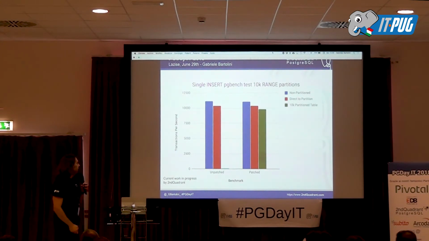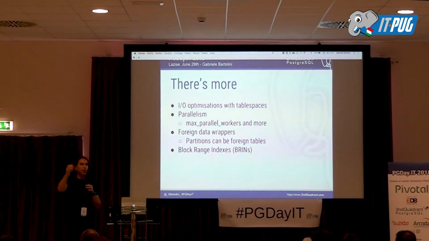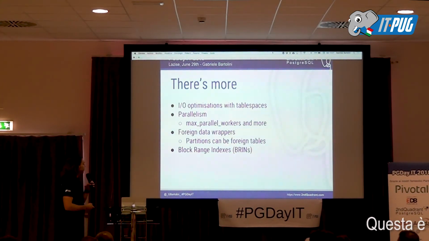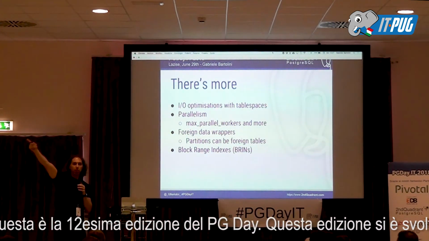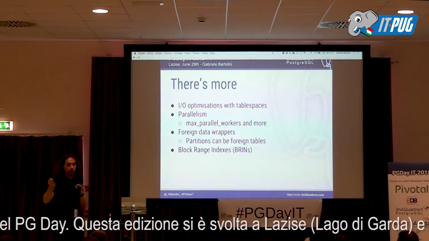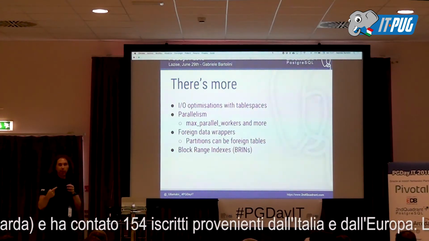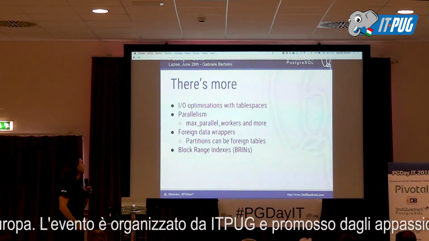So as I was saying, there's also more stuff you can do to tune your environments. I haven't touched, for example, optimizations on tablespaces. On parallelism, you can use parallel queries. You can have foreign data wrappers, so a partition can actually be a foreign table on another server. So there's a lot you can do thanks to Postgres. You can also use block range indexes, which simulate partitions at index level. So there's a lot.